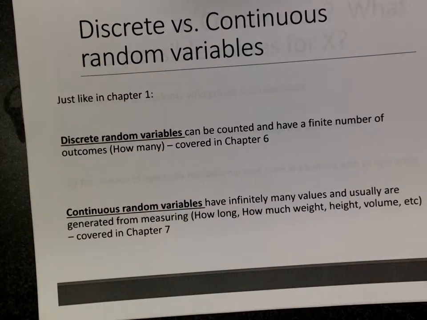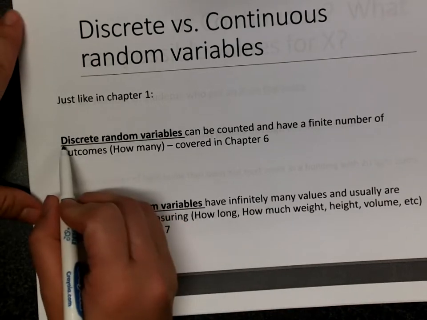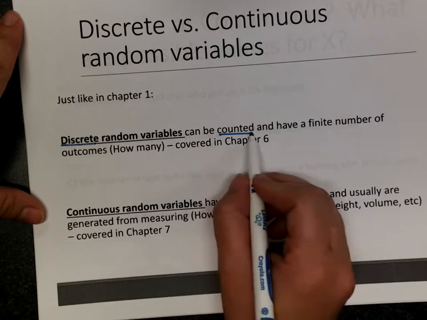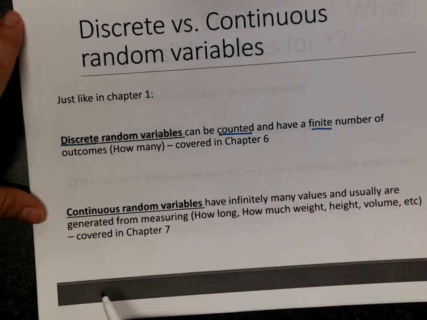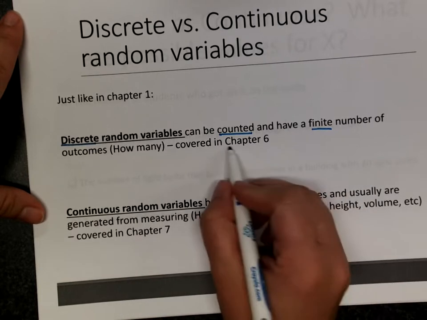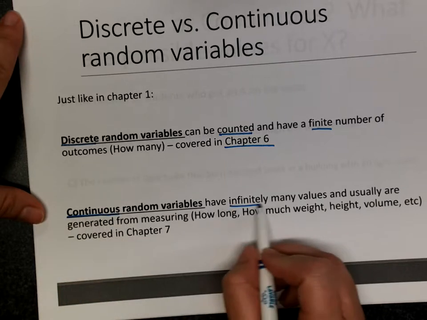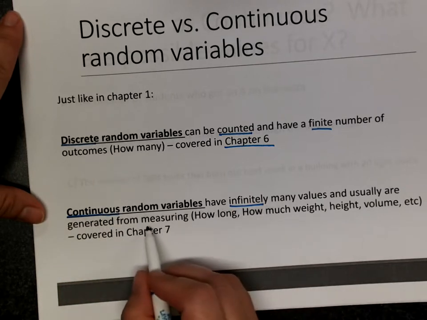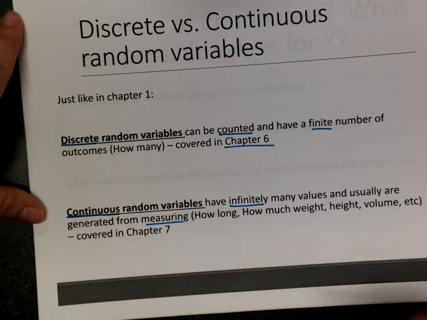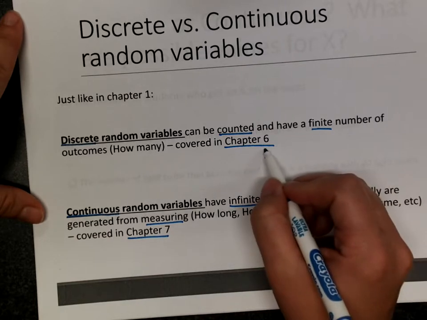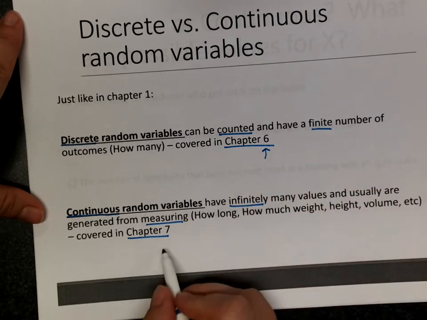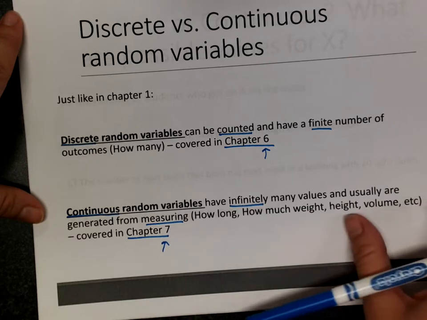So there's two types of random variables. There's discrete and continuous, just like in chapter 1. So a discrete random variable can be counted and has a finite number of outcomes. So we count how many of whatever we're talking about. That's what chapter 6 is about. Then we talk about continuous random variables that have infinitely many values and are usually generated from measuring how long, how much weight, height, volume, and all of that will be covered in chapter 7. So discrete is what we're discussing in chapter 6, and then continuous in chapter 7.